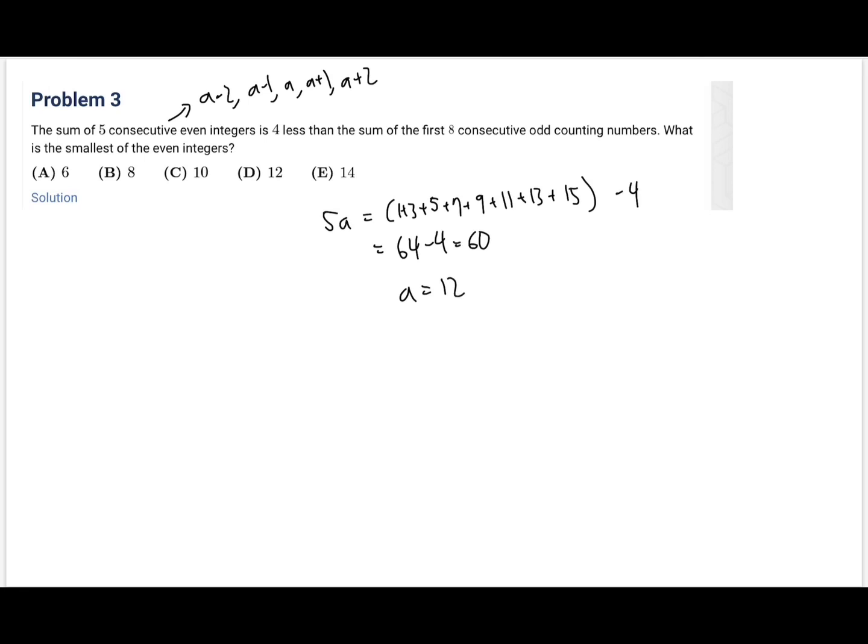Oh yeah, so it's even integers, so it's a minus 4, a minus 2, a, a plus 2, and a plus 4. So the smallest of the even integers is a minus 4, so a minus 4 equals 12 minus 4, which is 8. The answer is B.